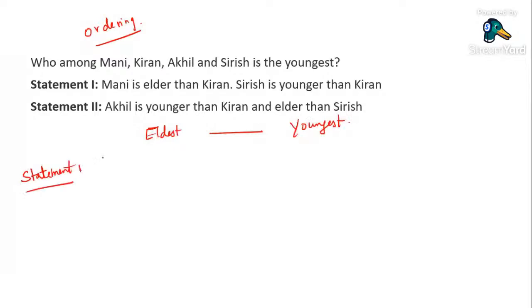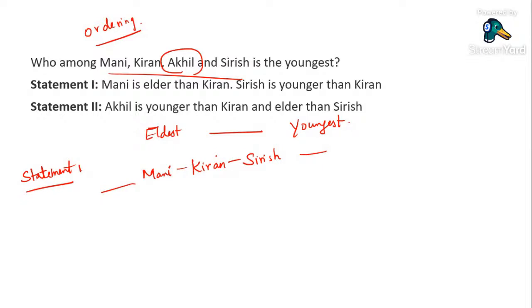Okay. Let's focus on statement one. What does statement one say? Mani is elder. So the left portion will be elder, right? So Mani is elder than Kiran. Shirish is younger than Kiran. Shirish is younger, so Shirish will come after Kiran. This is statement one.